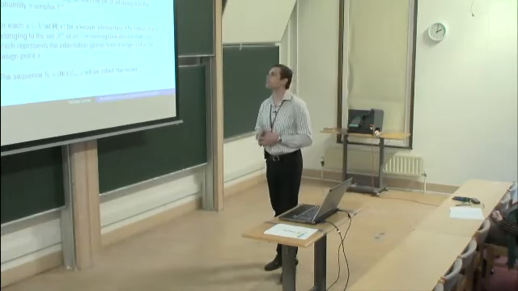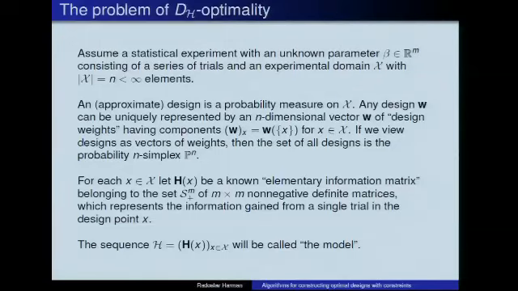So, what is the problem of DH optimality? Let us assume that we have a statistical experiment, a general statistical experiment with an unknown parameter beta, consisting of a series of trials, as usual, and an experimental domain X, which is finite. The experimental domain here will be finite. Of course, we can more or less transform even an infinite experimental domain to the finite case, so n can be very large, for example. It can be very large.